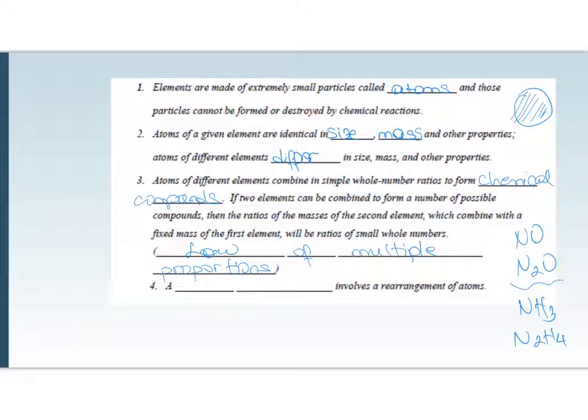And finally, what he stated is that a chemical change involves rearrangement of atoms. So when atoms change places, it is said to be a chemical change.